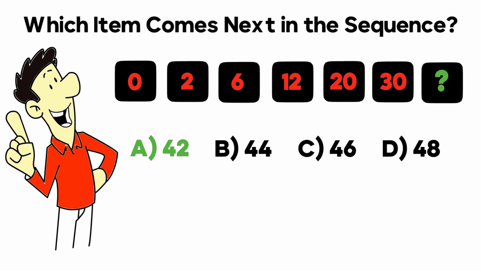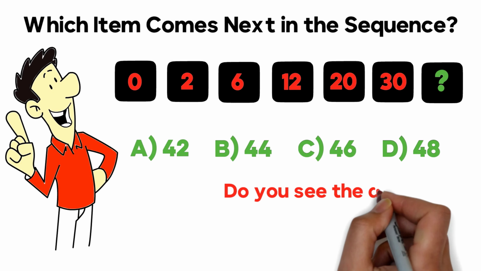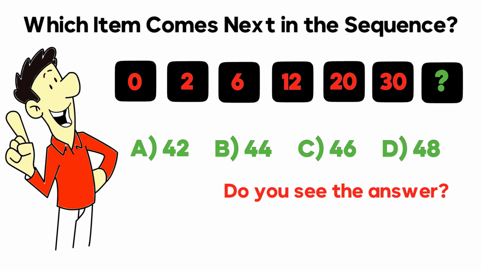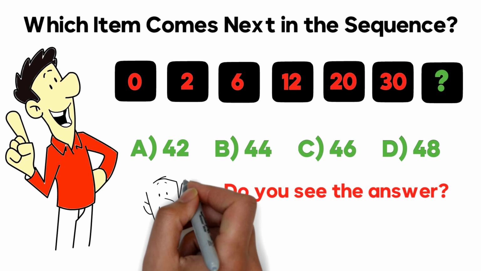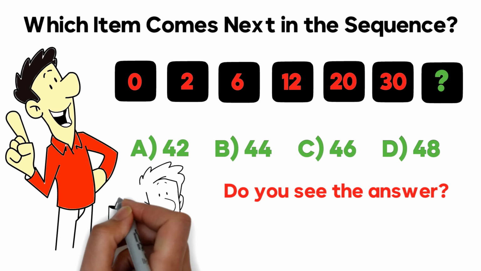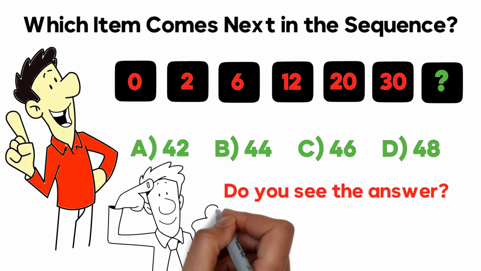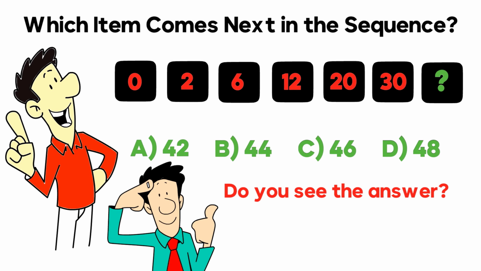Choice A, 42. Choice B, 44. Choice C, 46. And choice D, 48. Do you see the answer? It may or may not be obvious, depending upon your skills of detecting the pattern. Like it or not, we're gonna continue and I'll share with you the answer.